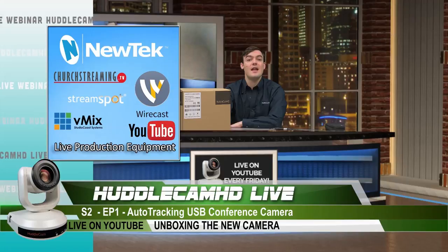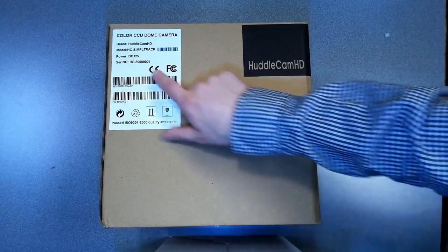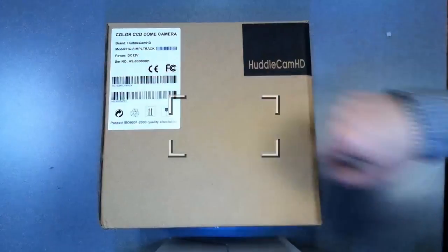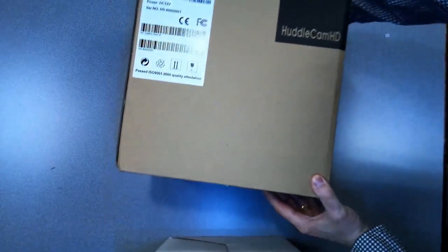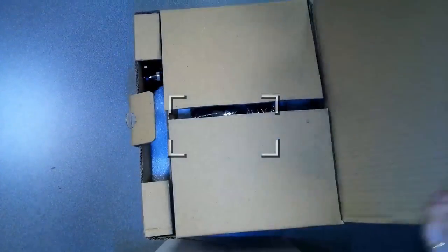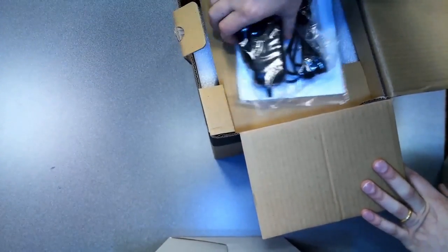What I'd like to do is go ahead and take the opening of the box video full screen and kind of walk you through what you're looking at here, because there's two versions of this camera. So first of all, here's the product code. It is the HC-SimplTrack. And we're going to have two versions of this, a ceiling mount version and a tripod mount version. The ceiling mount version will have an adapter for wall mounting as well.